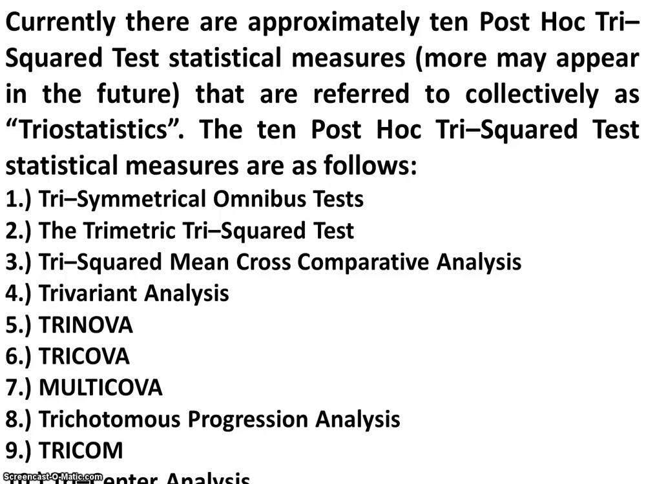Number 1, trisymmetrical omnibus test. Number 2, the trimetric trisquared test. Number 3, trisquared mean cross-comparative analysis. Number 4, trivariant analysis. Number 5, trinova. Number 6, tricova. Number 7, multicova. Number 8, trichotomous progression analysis. Number 9, tricom. And number 10, tri-center analysis.